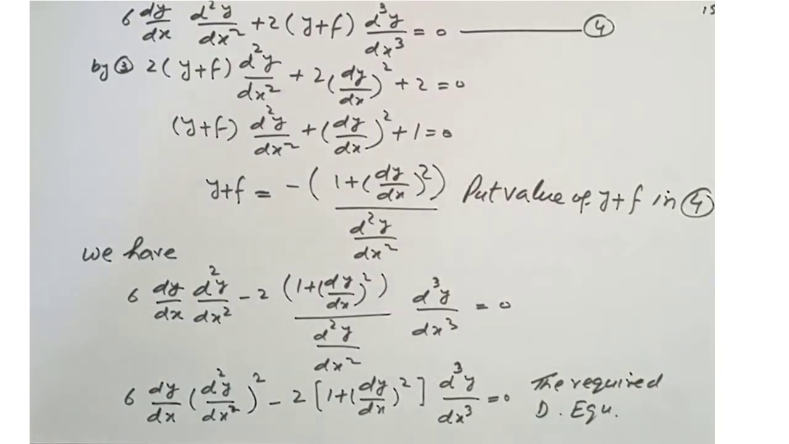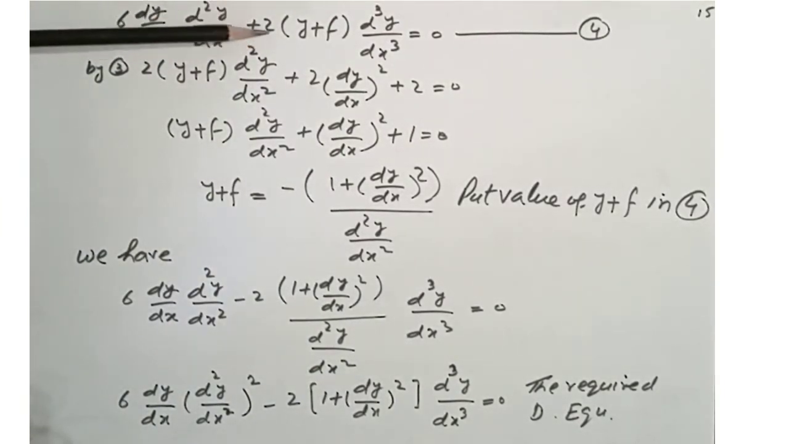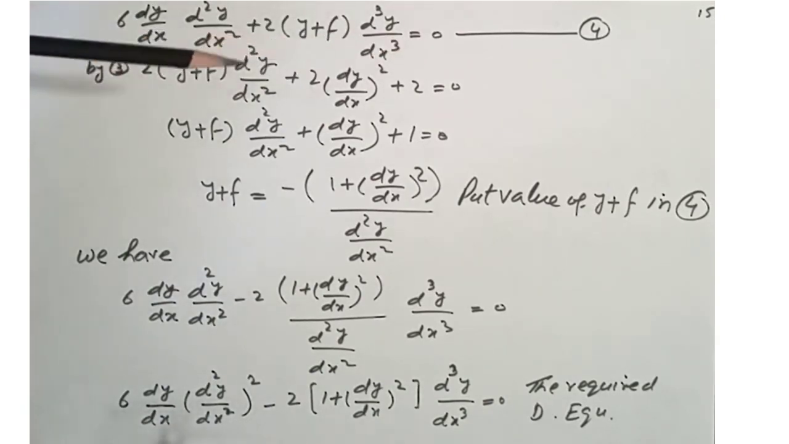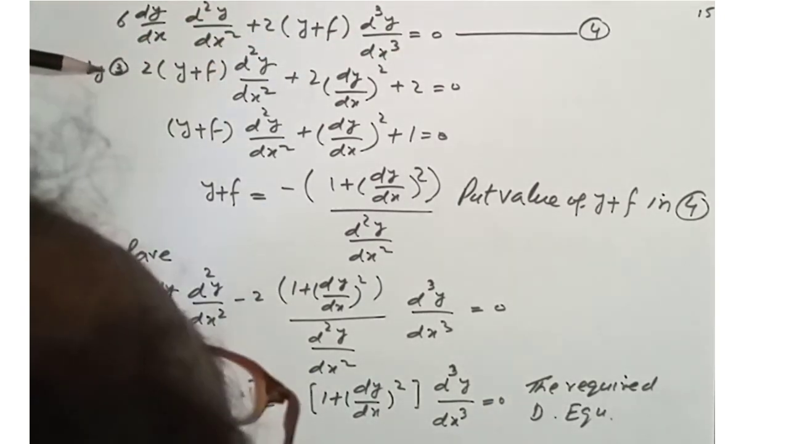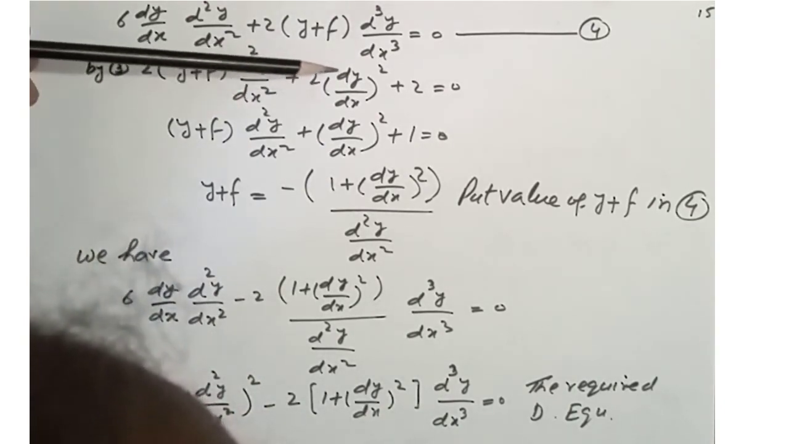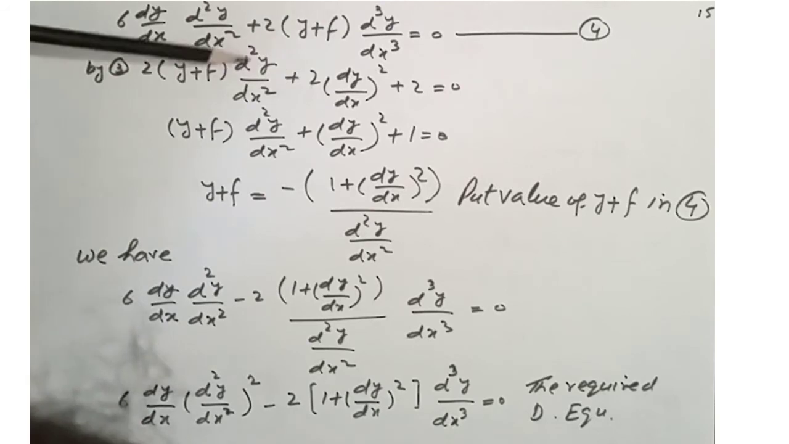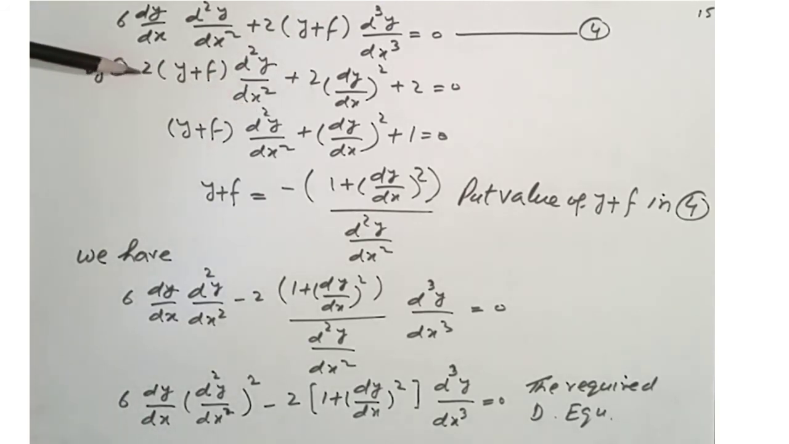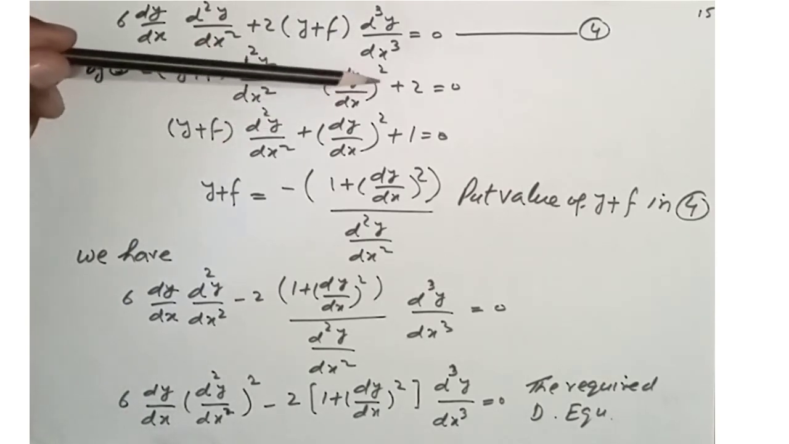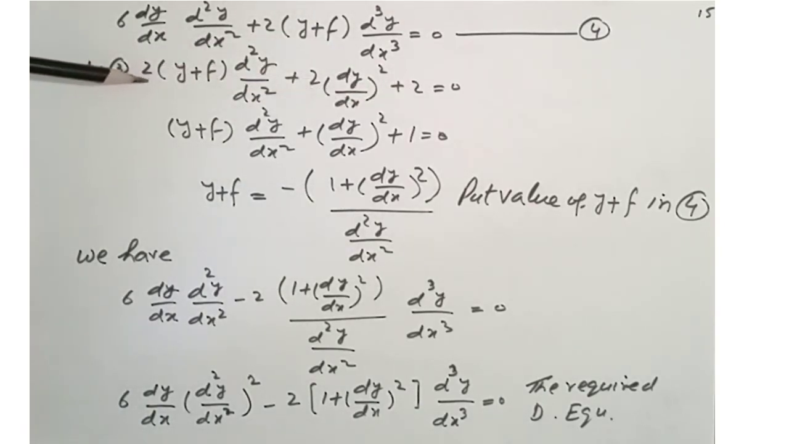Now after simplification, the last step, this becomes 6 dy by dx d square y by dx square plus 2 y plus f d3y by dx cube equal to 0. Now from equation number 3, we have 2 y plus f d square y by dx square plus 2 dy by dx whole square plus 2 equal to 0. Dividing this equation by 2, this becomes y plus f d2y over dx square plus dy by dx square plus 1, because we divide this equation by 2.